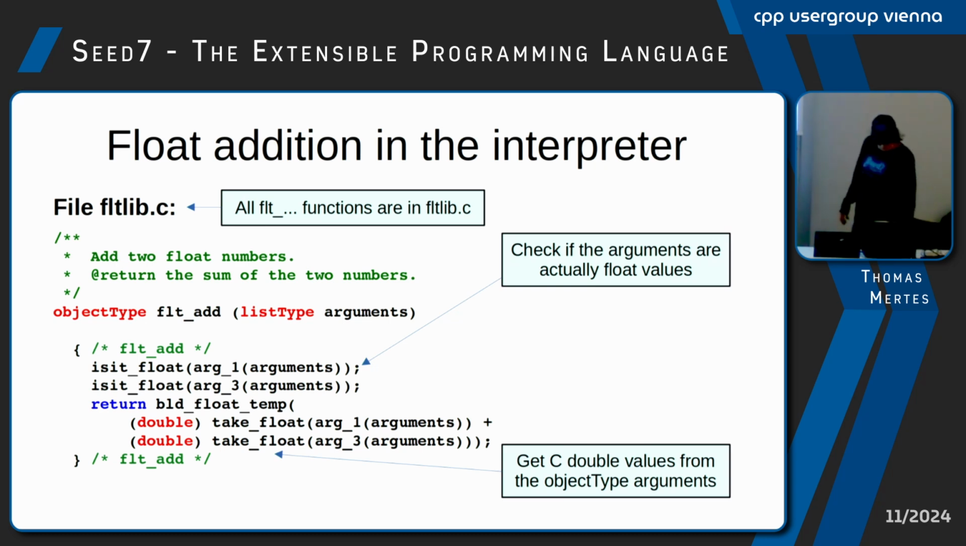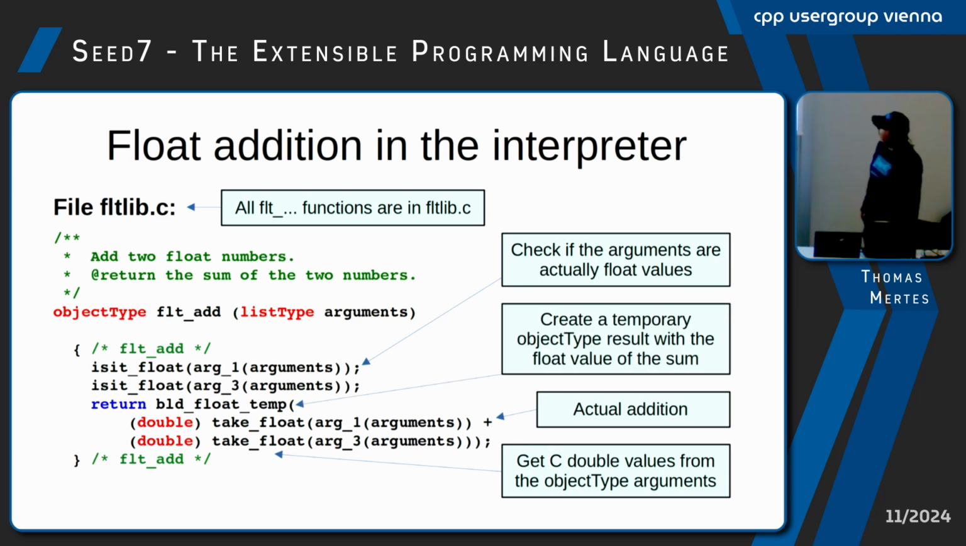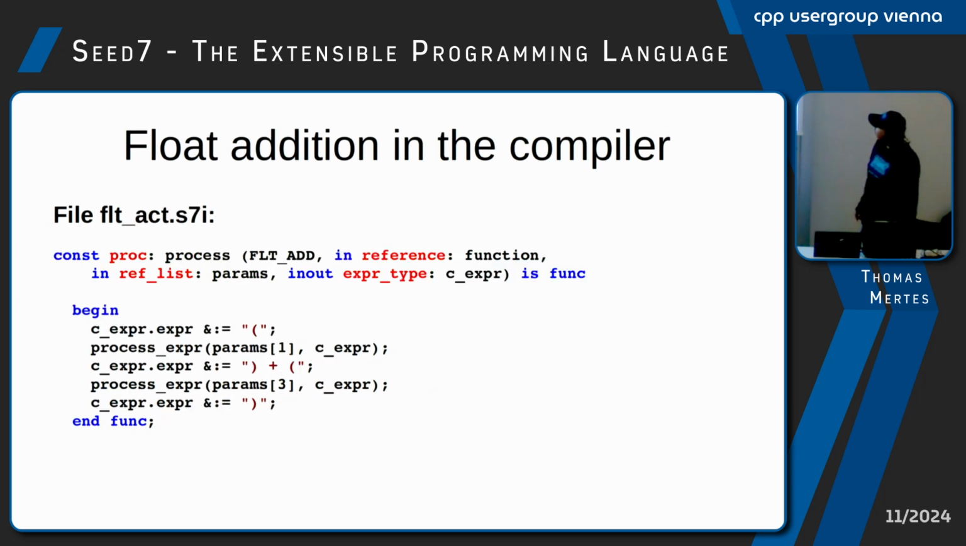from this object type, and then we do the actual addition with the plus of C, and finally we have this build float temp. This is a function which creates an object type again from this double we have computed now. And well, this was the interpreter.